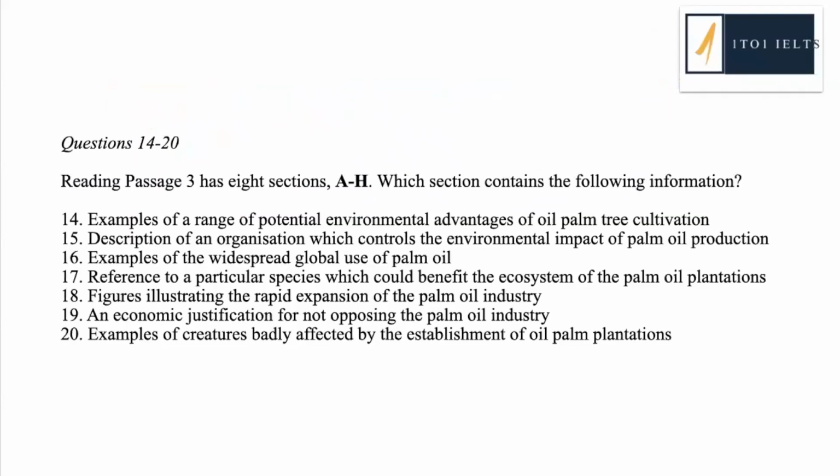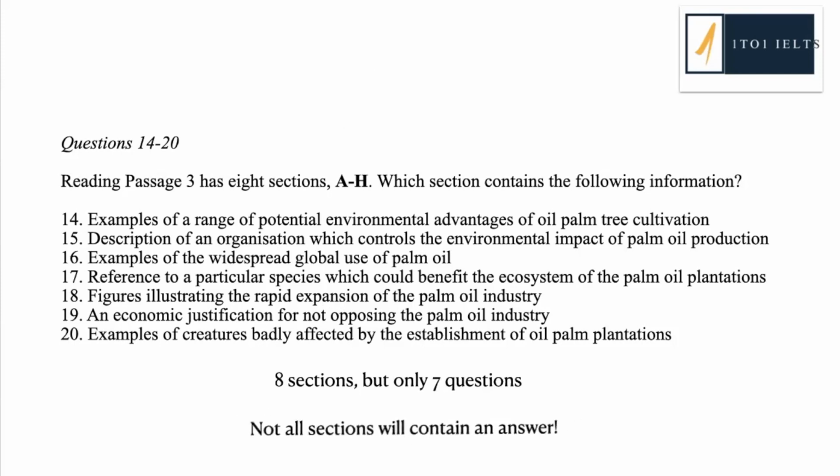Here we have got 7 questions, and it says reading passage 3 has 8 sections, A to H. Which section contains the following information? It doesn't tell us if there is only one answer per section, so we have to assume that it is possible for each section to contain more than one answer. What we know for sure is that there are 8 sections, only 7 questions. This means that not all sections will contain an answer.